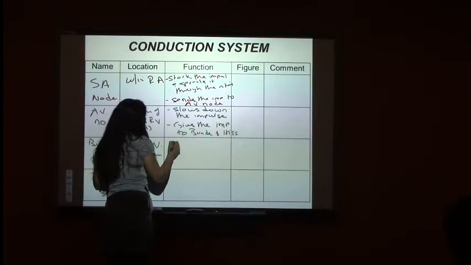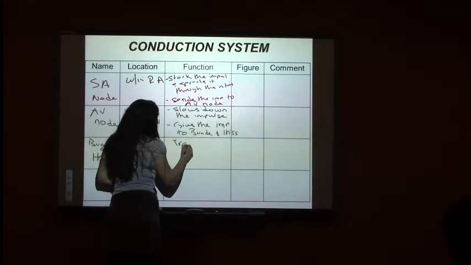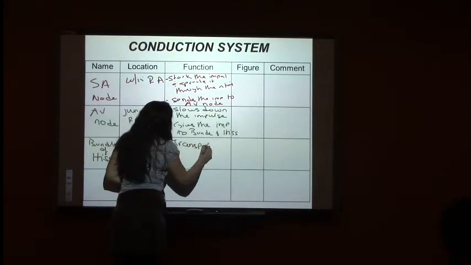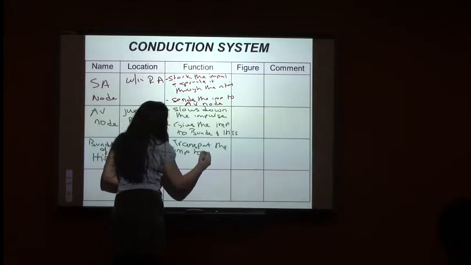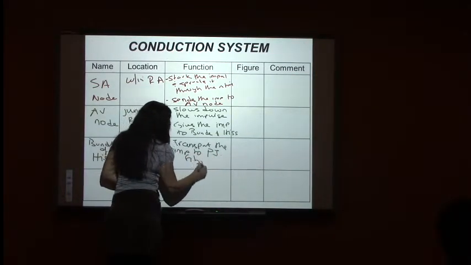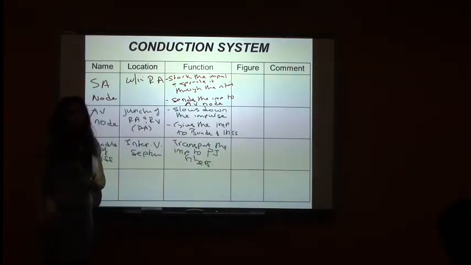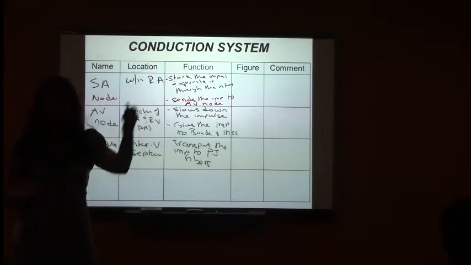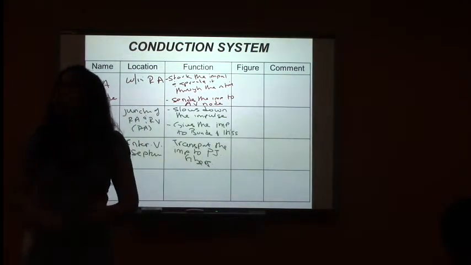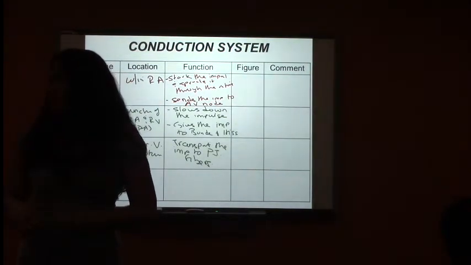Its function is to transport the impulse to Purkinje fibers or PJ fibers. To the PJ fiber. It's a conduit. It just collects it from the AV node and gives it to the PJ fibers.